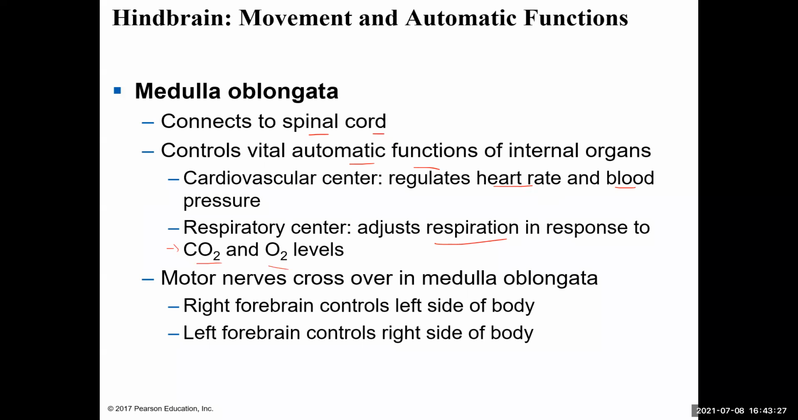Okay? What's also interesting is motor nerves cross over in the medulla oblongata. So for example, if you have the right side of the brain and the left side of the brain, right, and here's the medulla oblongata, the nerves actually cross over, and that's why the left side of the brain controls the right side of the body, and the right side of the brain controls the left side of the body. So that's really interesting. That crossover happens in the medulla oblongata.